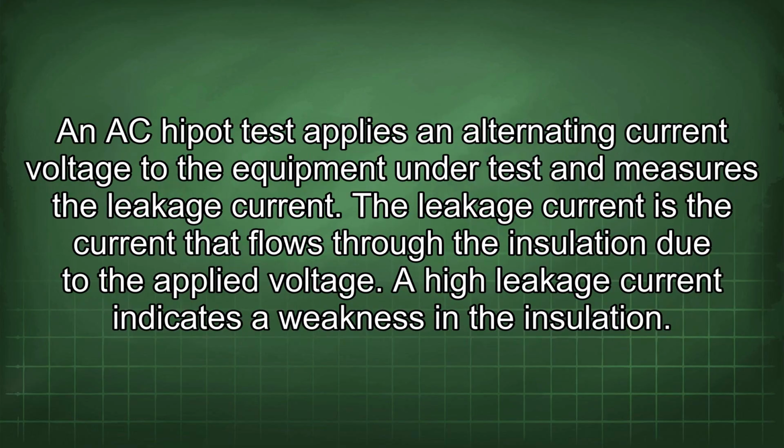An AC Hipot test applies an alternating current voltage to the equipment under test and measures the leakage current. The leakage current is the current that flows through the insulation due to the applied voltage. A high leakage current indicates a weakness in the insulation.